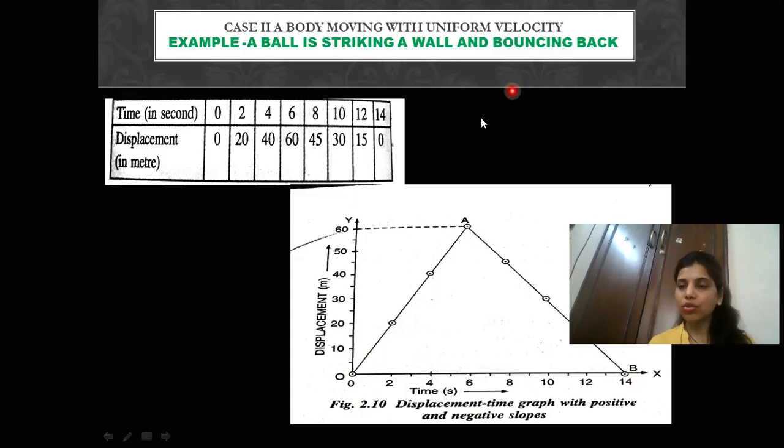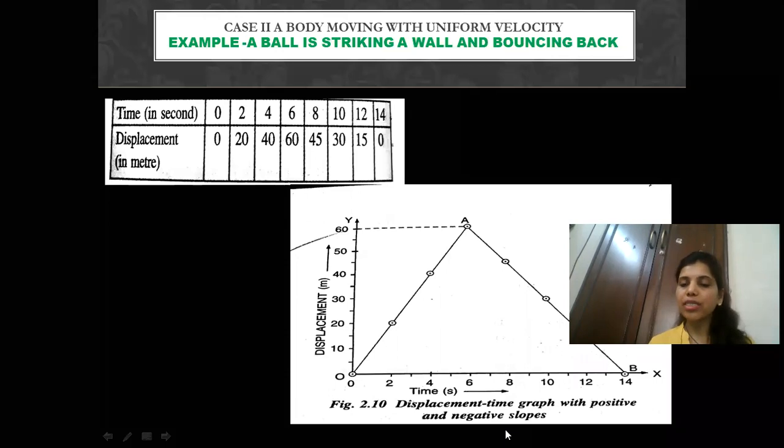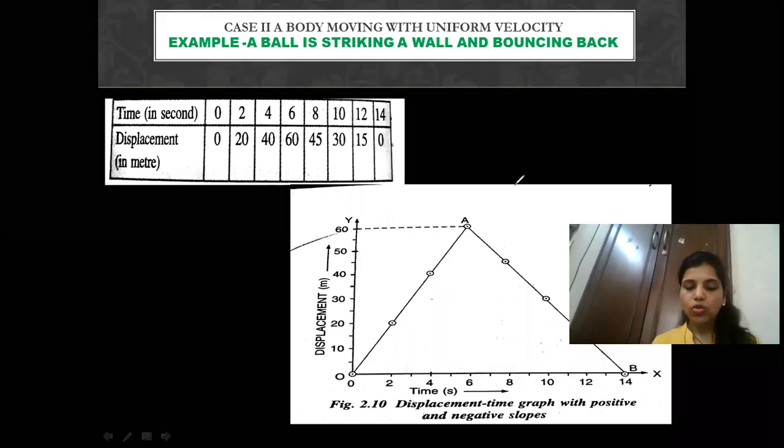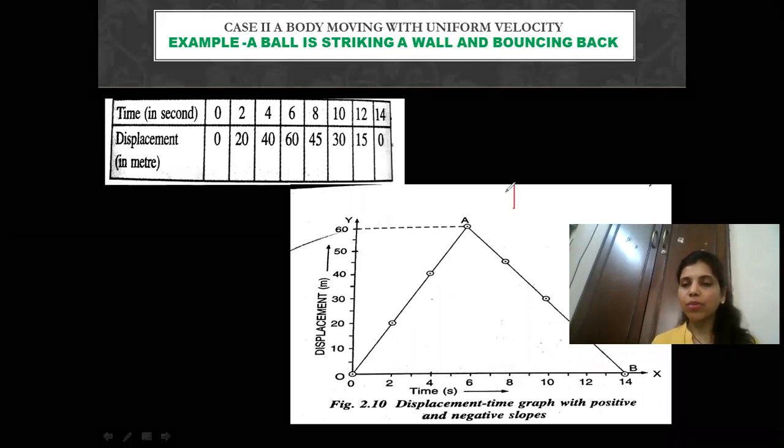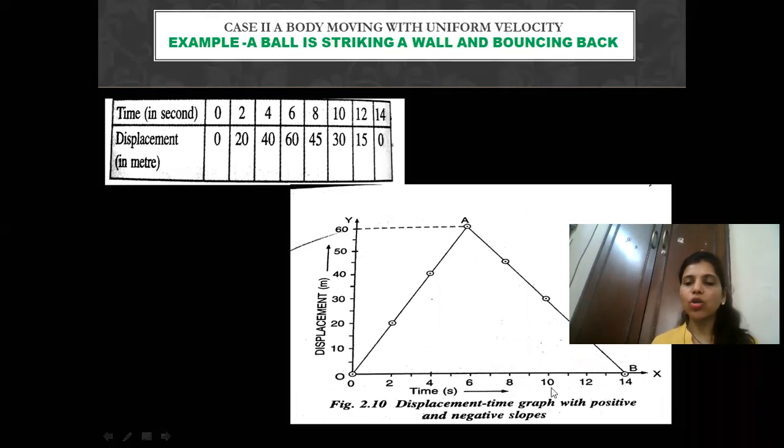So if it is asked to you what is the displacement, you are going to write, children please make note of all this whatever I'm telling you, because this is how the question will be asked. So if it is asked about the displacement, displacement is represented with the letter S. So I'm going to represent it with letter S.